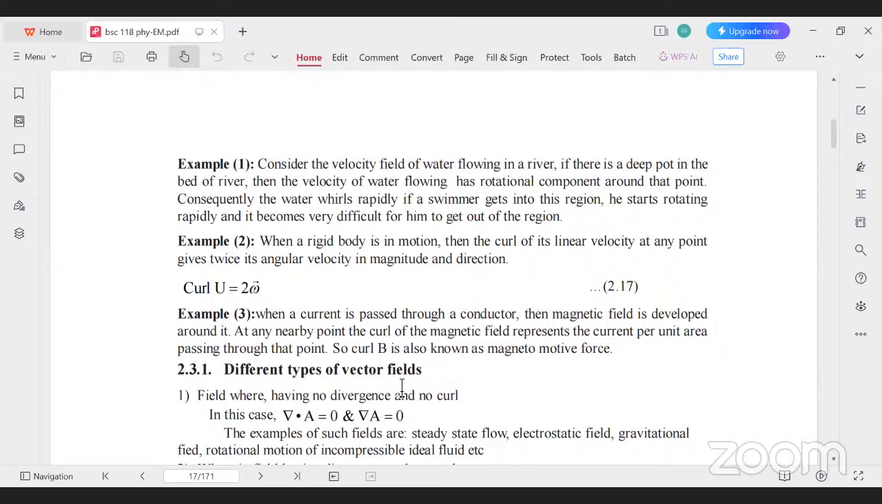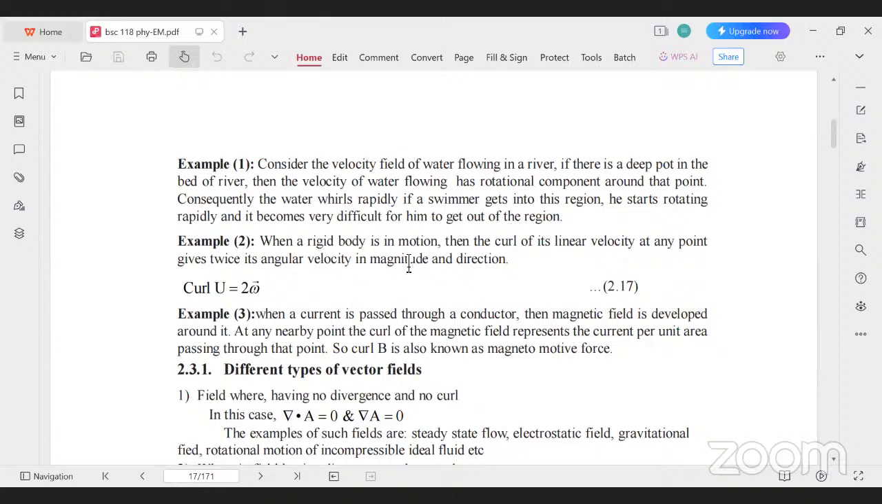So we can write different types of vector fields. Let me tell you one example. Consider the velocity field of water flowing in a river. If there is a deep pot in the bed of the river, then the velocity of the water flowing has rotational components around that point. Consequently, the water will rotate rapidly if a swimmer gets into this region. He starts rotating rapidly and it becomes very difficult for him to get out of the region. So the curl of a vector is continuously happening in that body itself.